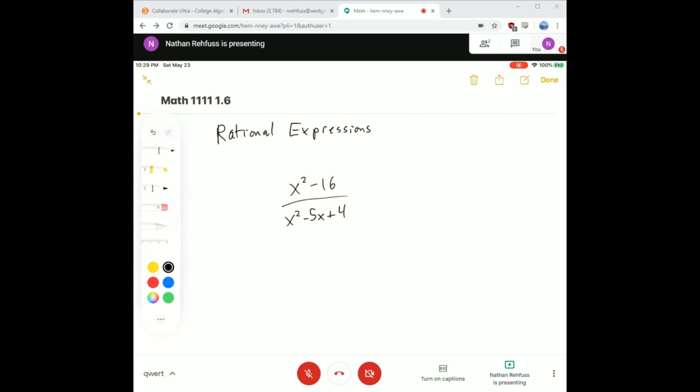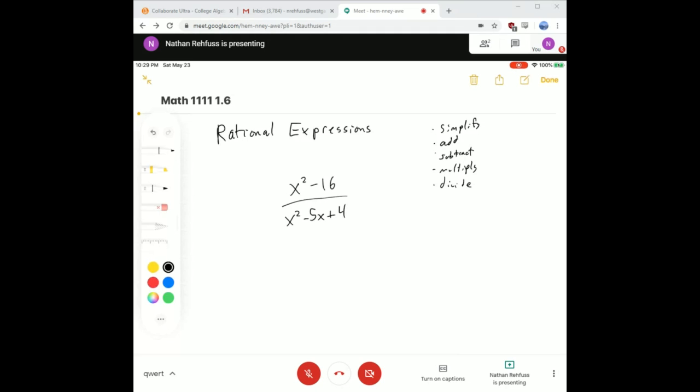Alrighty. So we got a simple agenda today. We got to simplify, add, subtract, multiply, and divide these things.